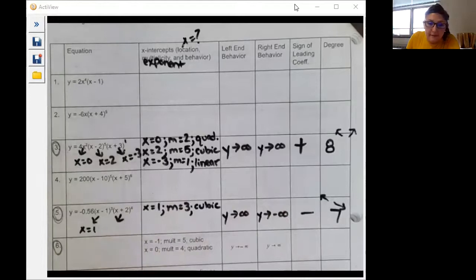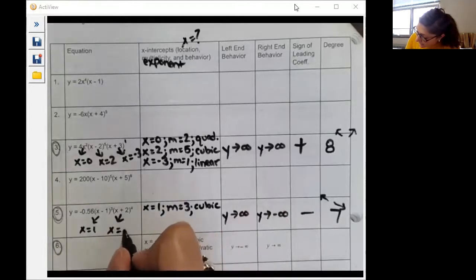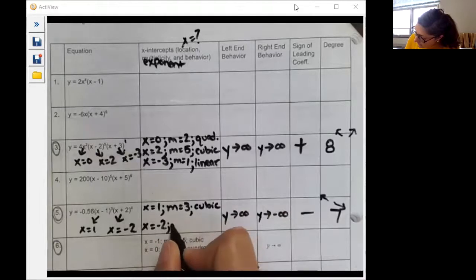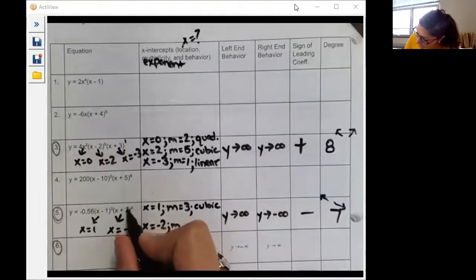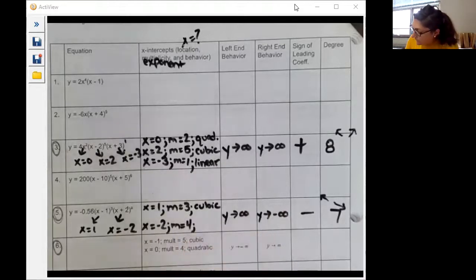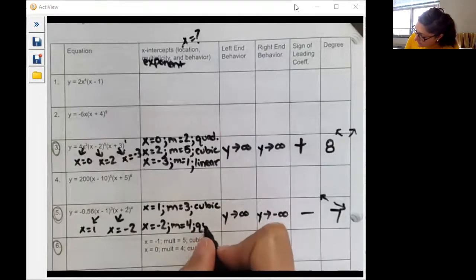For my next factor, my x-intercept would be -2. So x equals -2. Our multiplicity is 4, since that's the exponent. And since 4 is an even number, we're going to have quadratic behavior. Just like here we had an even number, it was quadratic behavior. Same thing here.